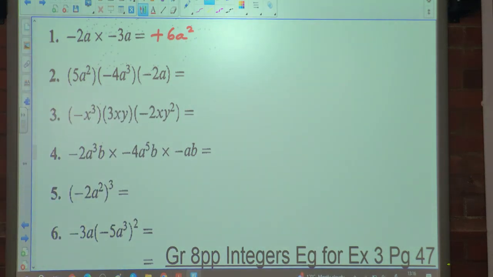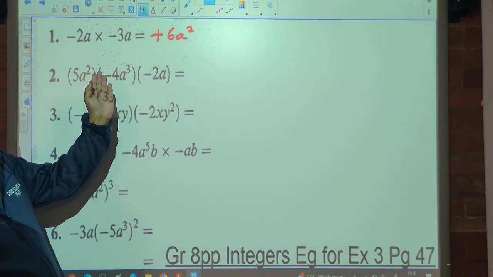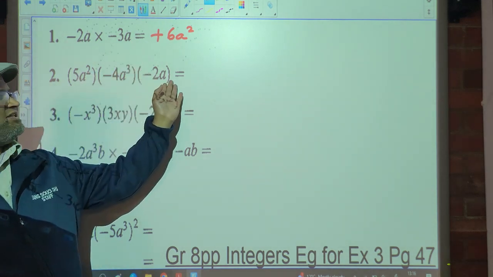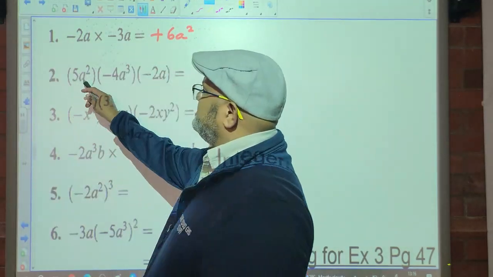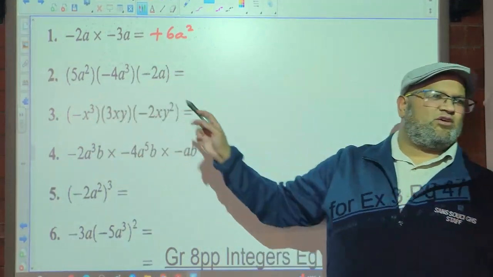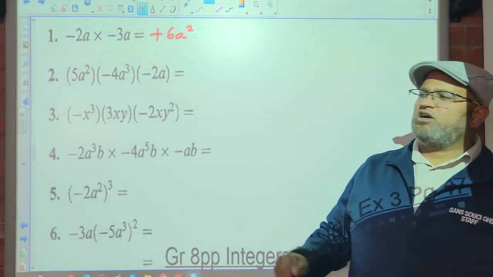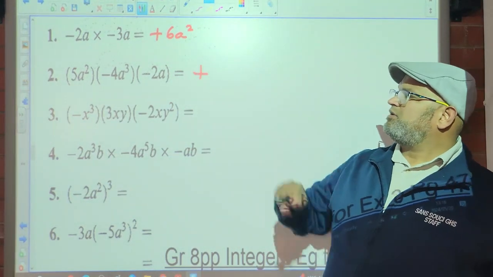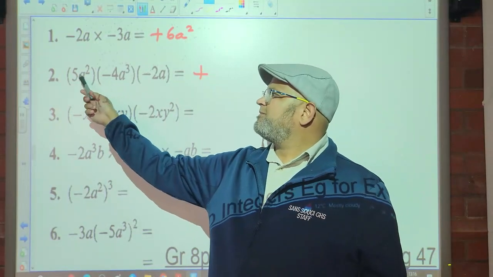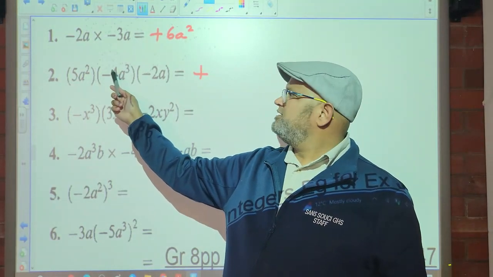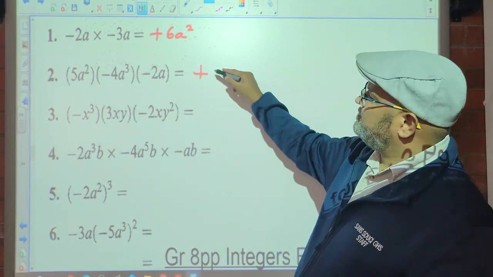Alright, you guys understand? People, what does bracket stand for? Multiplication. So in number 2 we have 5a squared multiplied by negative 4a cubed multiplied by negative 2a. How many negatives are here? 2. Is that odd or even? Even. So the answer is going to be positive. What's 5 times 4? 20. 20 times 2?